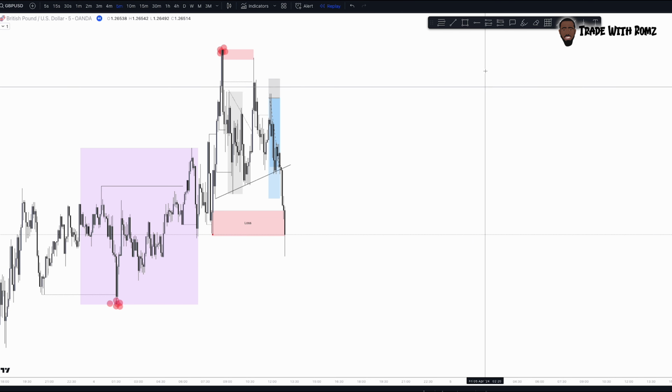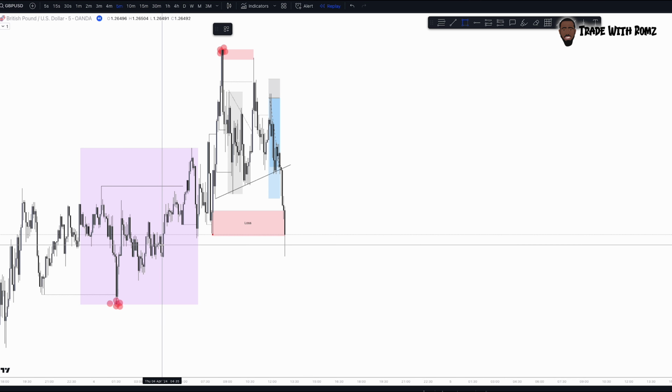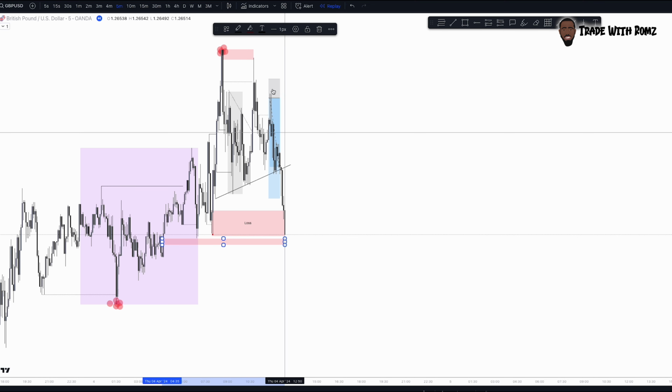And then if you look at this, what we do have here is a couple more imbalance zones on the M5. So you got a nice imbalance zone here on the M5.